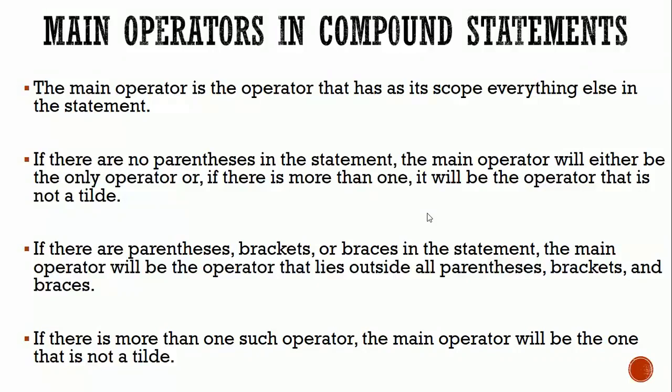All right, this concept of a main operator is very important. We've got to get clear on this, and sometimes this is tough to figure out, but we'll have a lot of practice, and we can get this going. So the main operator is the operator that has as its scope everything else in the statement. If there are no parentheses in the statement, the main operator will either be the only operator, or if there's more than one, it will be the operator that's not a tilde. If there are parentheses, brackets, or braces in the statement, the main operator will be the operator that lies outside them.